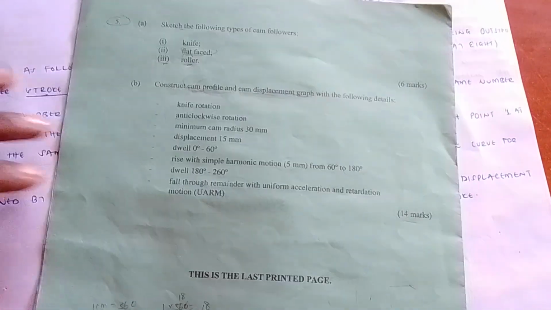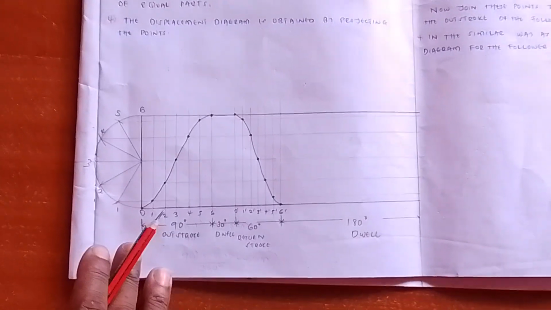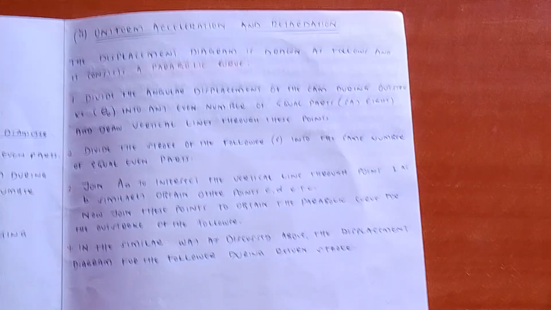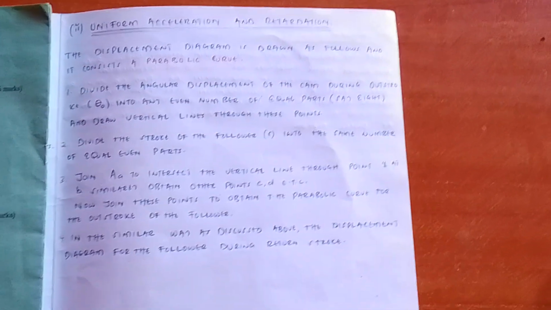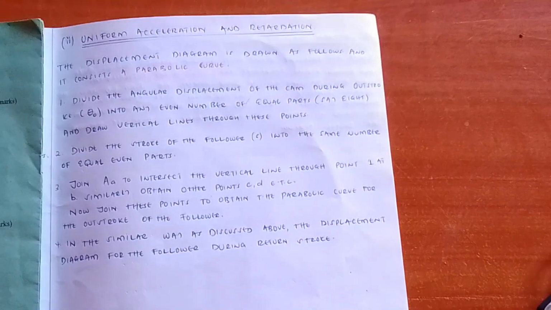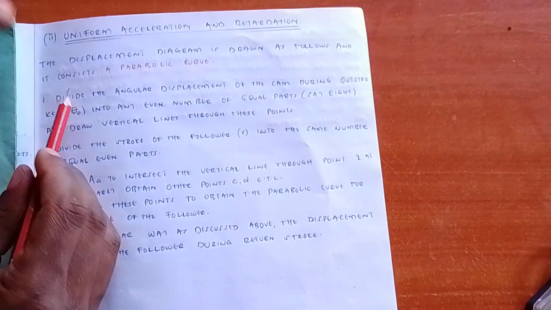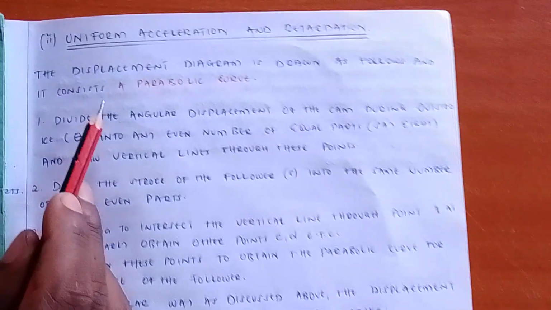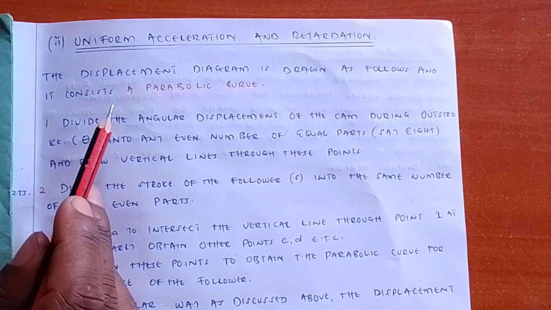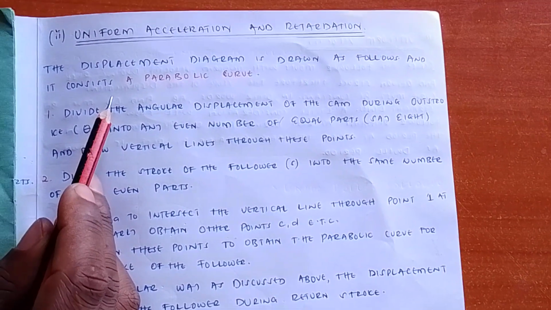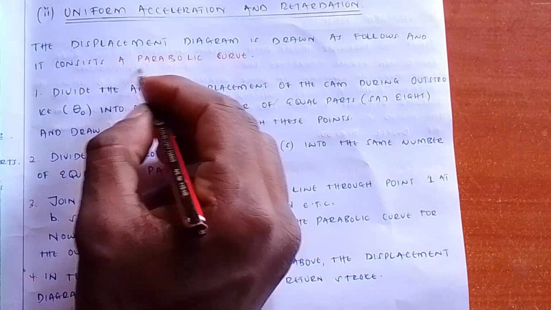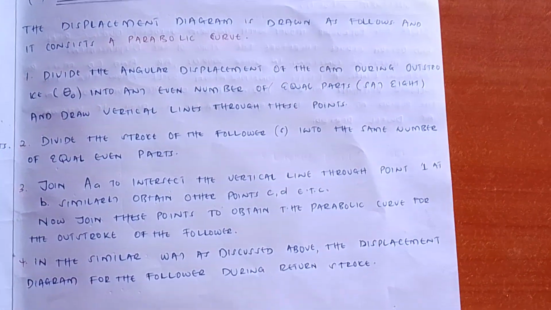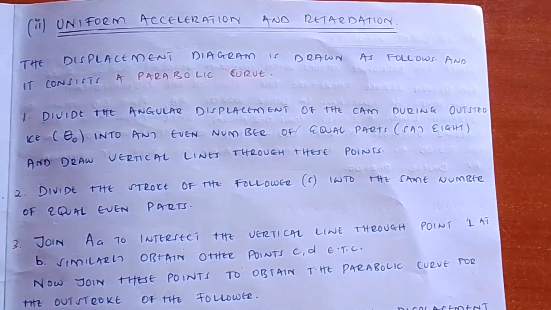Displacement graph. In my previous video, I've shown you here how to draw the displacement graph under simple harmonic. As you can see very well, I have drawn it very well for you. Now I want to show you to draw a displacement diagram or displacement graph under uniform acceleration and retardation. The description says that under this, the displacement diagram is drawn as follows, and it consists of a parabolic curve. So here it consists of a parabolic curve. Underline that. So we have the procedures.